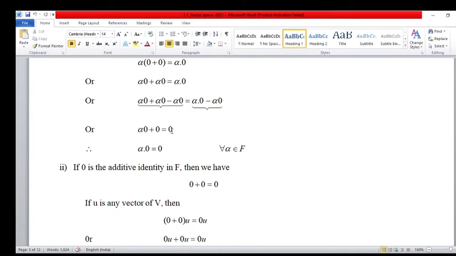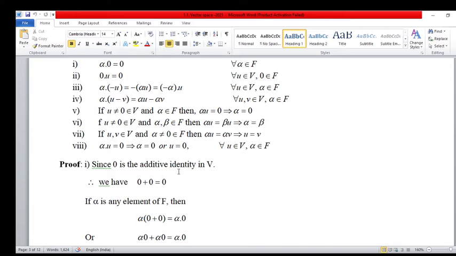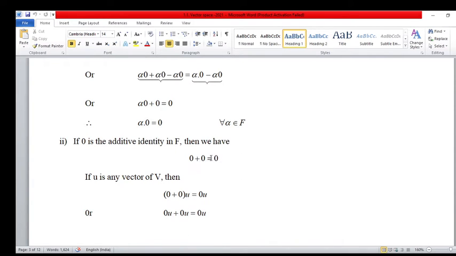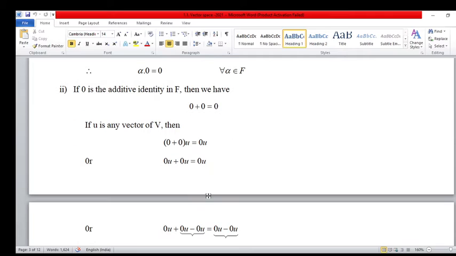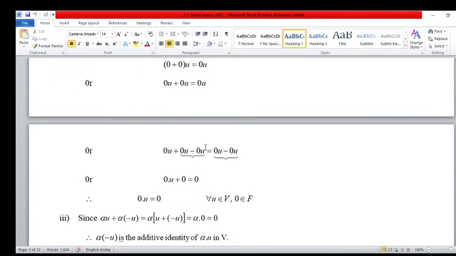Now the second condition seems the same. 0 is the identity element in F. Here 0 is the identity element of vectors in V. Here 0 plus 0 is equal to 0. u is any vector in V. Right multiplication of u by u. Again 0u, 0u, 0u. The same condition applies here. Minus 0u on both sides, so we obtain this condition. So this and this cancel, this is equal to 0 and this is equal to 0.